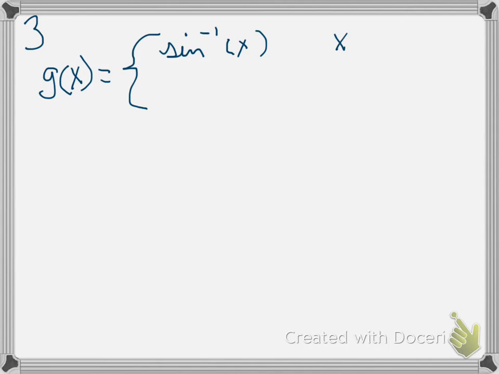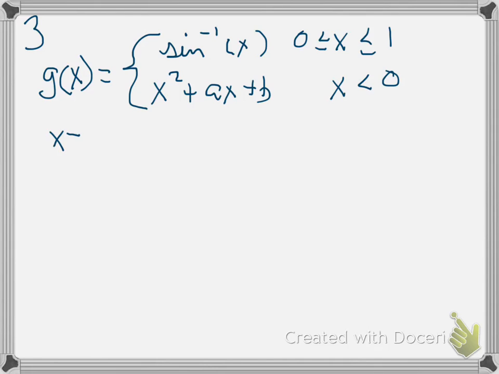Alright, let's start by taking a look at number 3. Number 3 tells us that g of x is equal to this piecewise function, where it's the inverse sine of x when x is between 1 and 0, and it's this quadratic x squared plus ax plus b for x less than 0. And we want to find the values of a and b so that g is differentiable at x equals 0.